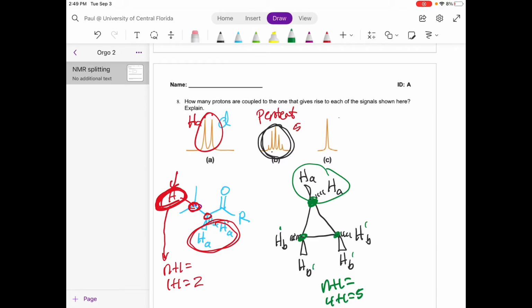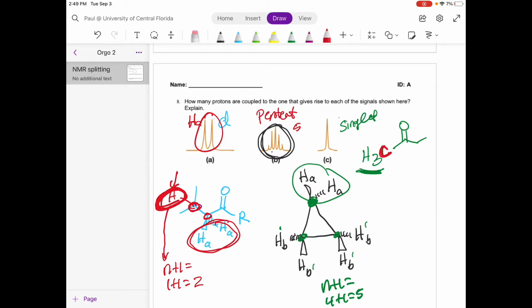Now for C, that is a singlet. Now what can make a singlet? Something that looks like this. So I'm interested in these protons right here on the methyl. Those methyl protons are attached to this carbon right here that I'm highlighting in red.